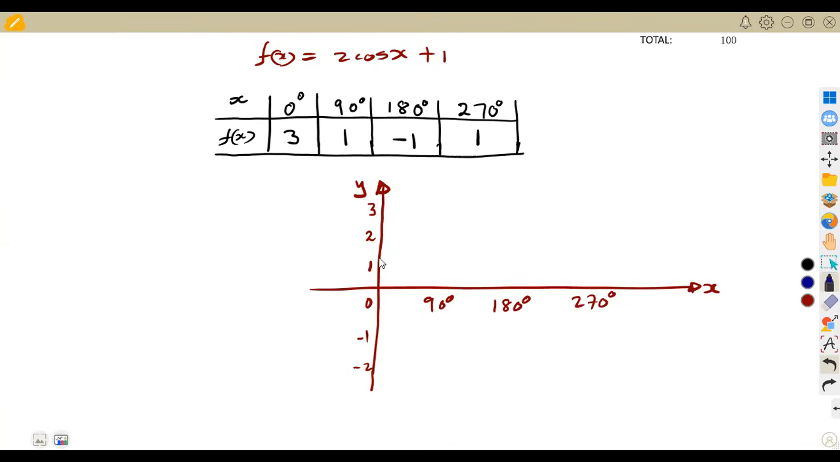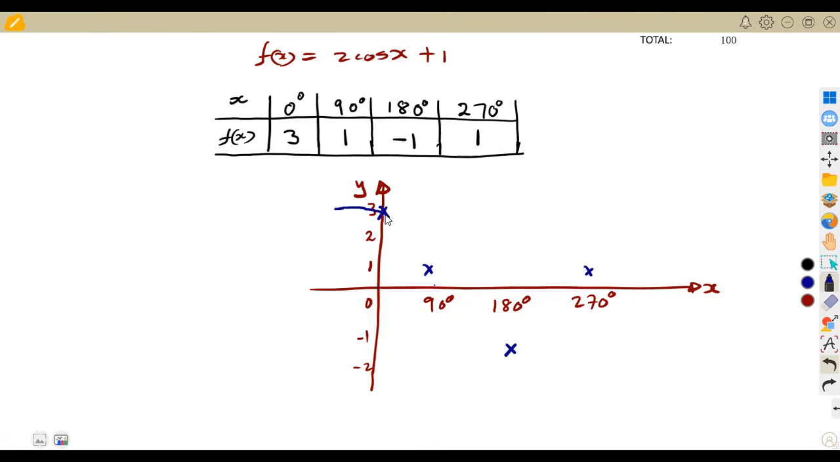Okay, so you just mark your points. The first one is 0 versus 3, you mark your point. 90 versus 1, you mark your point. 180 versus -1. 270 versus 1, which is somewhere there. So we are going to mark the points, then we join our points now.